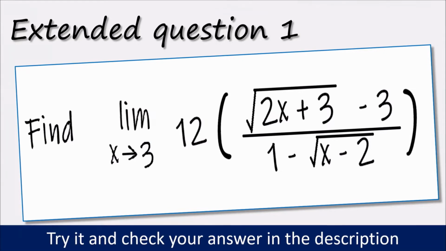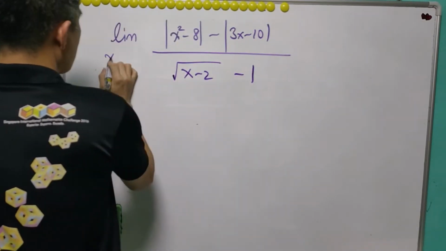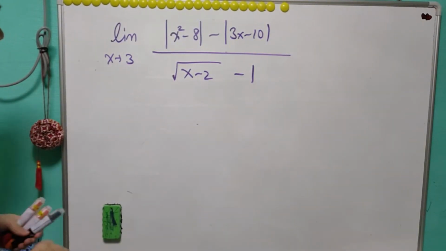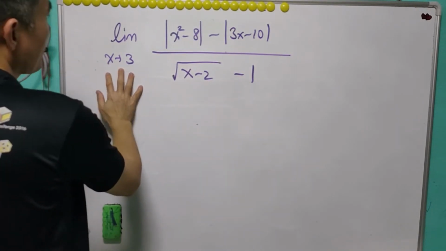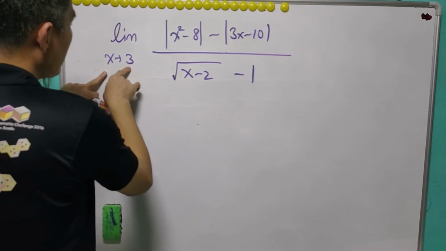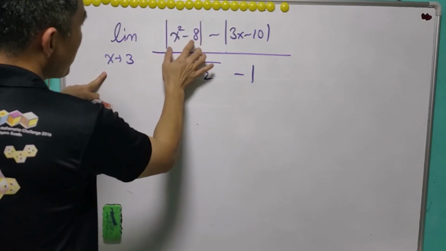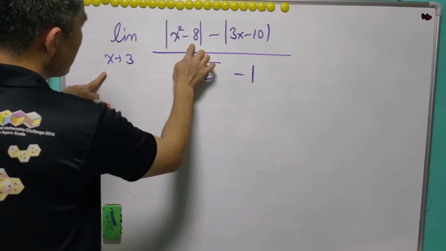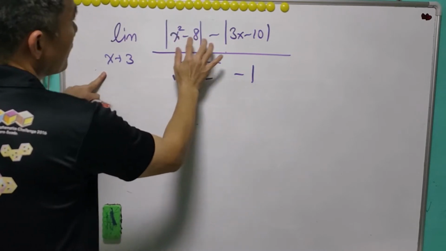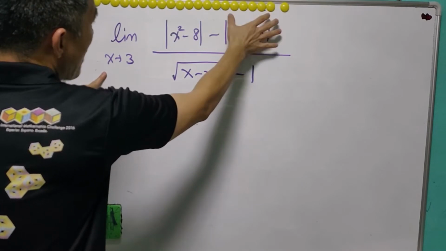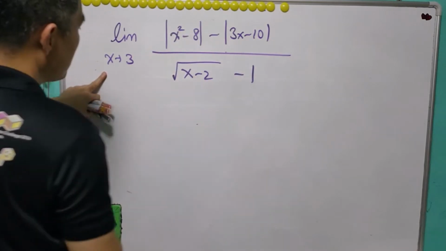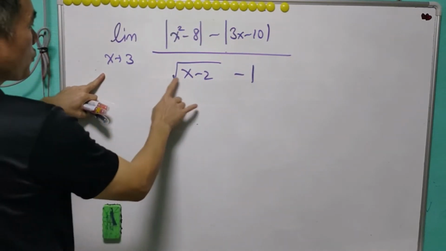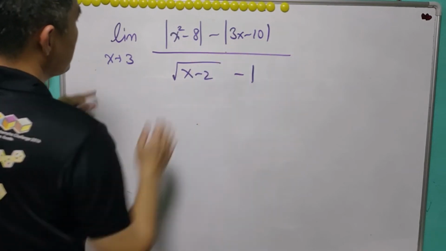We'll now move to another limit question. This is the second question of the day. We are asked to find the limit of this expression when x tends to 3. Now we see that when x tends to 3, this is absolute value of x squared minus 8. That will be equal to 3 squared minus 8, which is equal to 1. Then for this, it will be equal to absolute value of 9 minus 10. That is a negative 1. 1 minus 1 is 0. And for the denominator, it is square root of 1 minus 1. Again, it is a 0.